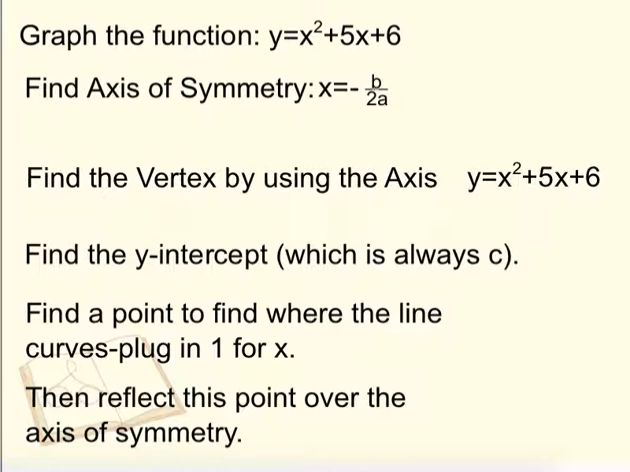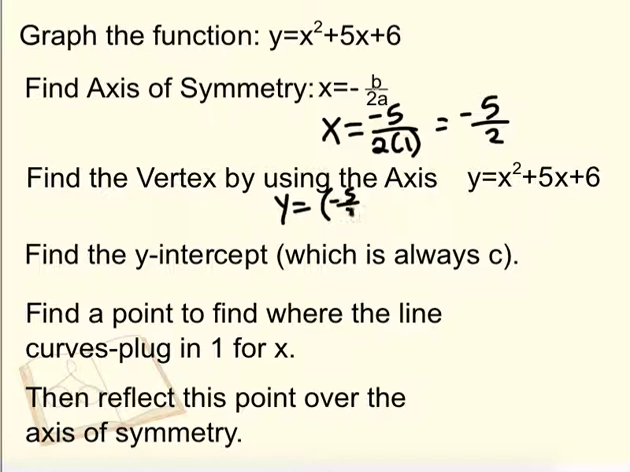y equals x squared plus 5x plus 6, which means my axis of symmetry is at x equals negative 5 over 2 times 1, which means I have it at negative 5 over 2. I'm going to plug that in to find the vertex using the axis. So I'm going to say y is equal to negative 5 over 2 squared plus 5 times negative 5 over 2 plus 6.